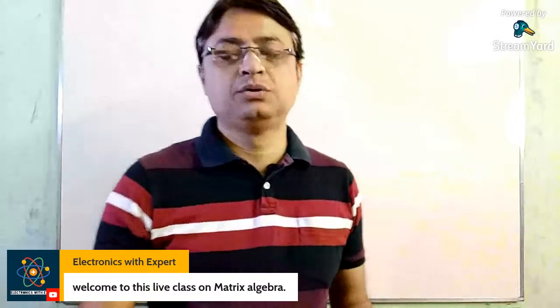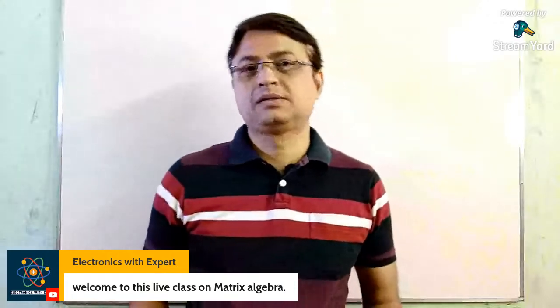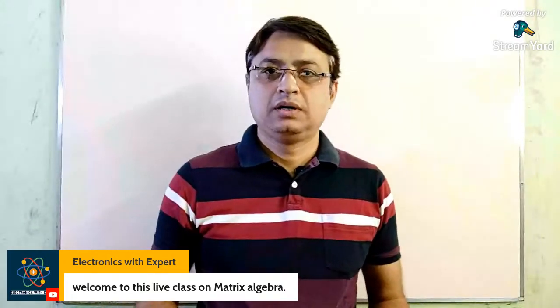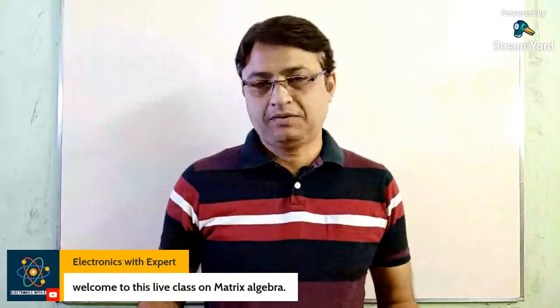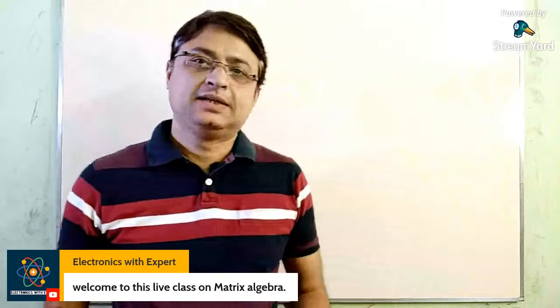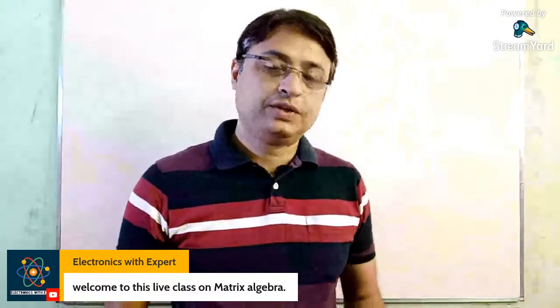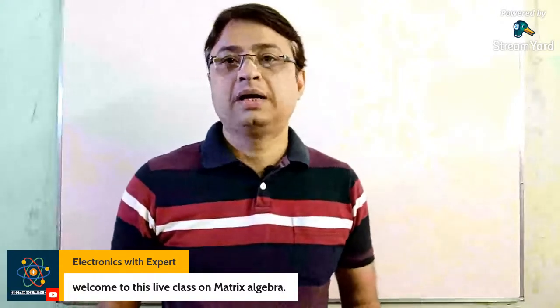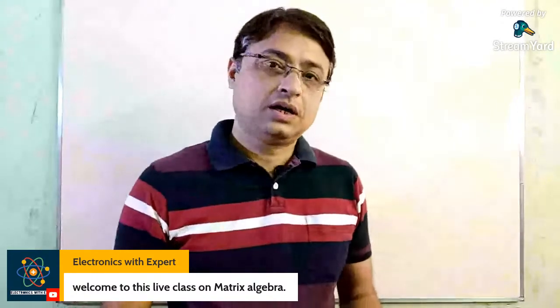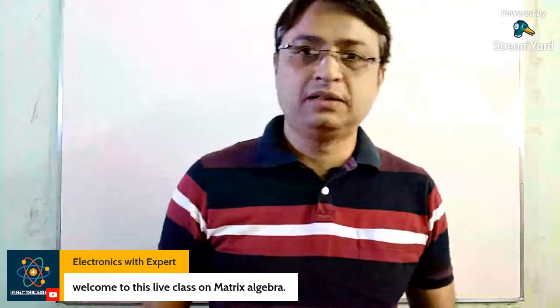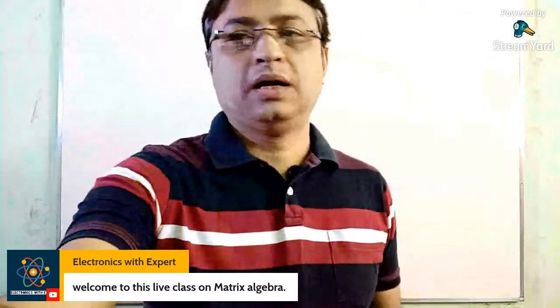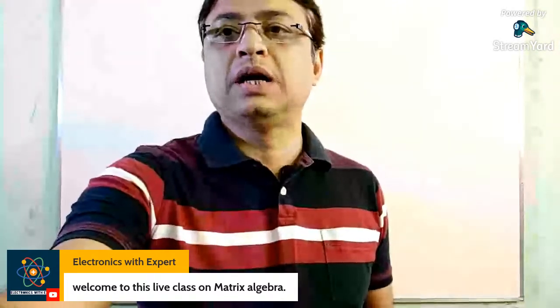Today we are going to cover the topics of your MSc syllabus, that is Hermitian matrix, unitary matrix, then eigenvalues, eigenvectors. We have to prove the Cayley-Hamilton theorem, and last of all I will explain how to diagonalize a matrix, that is the diagonalization process. So let's start with the Hermitian matrix.